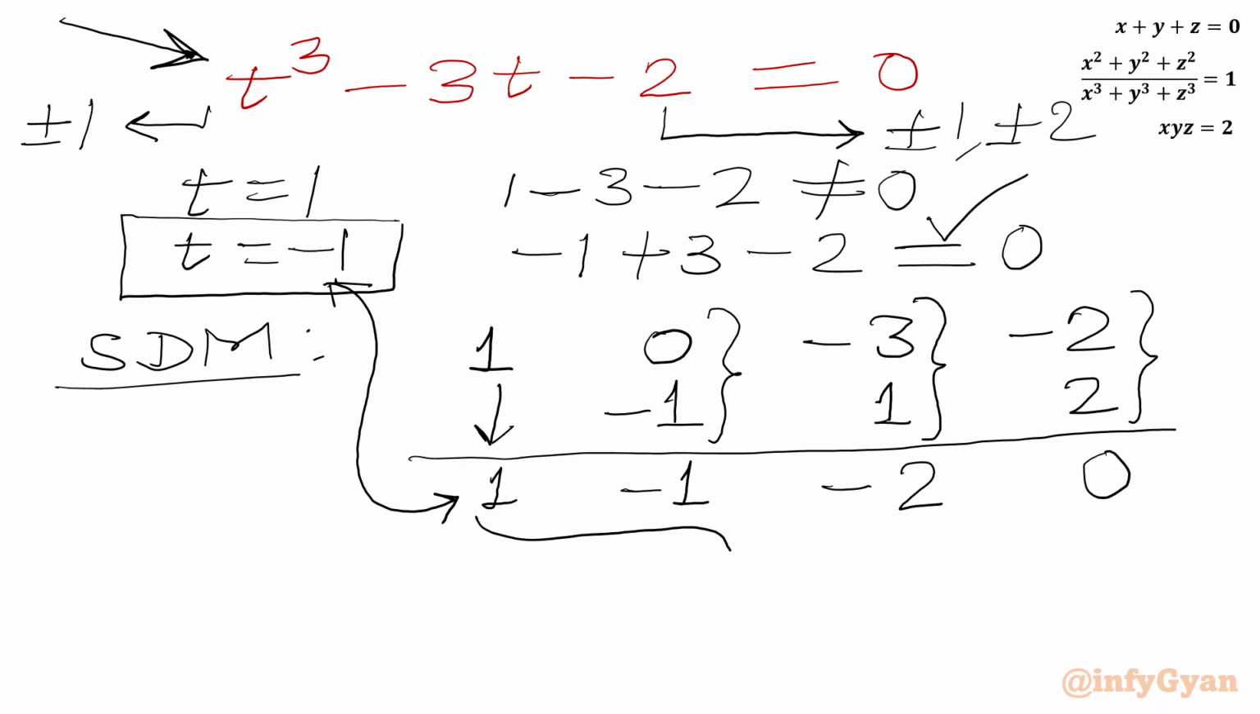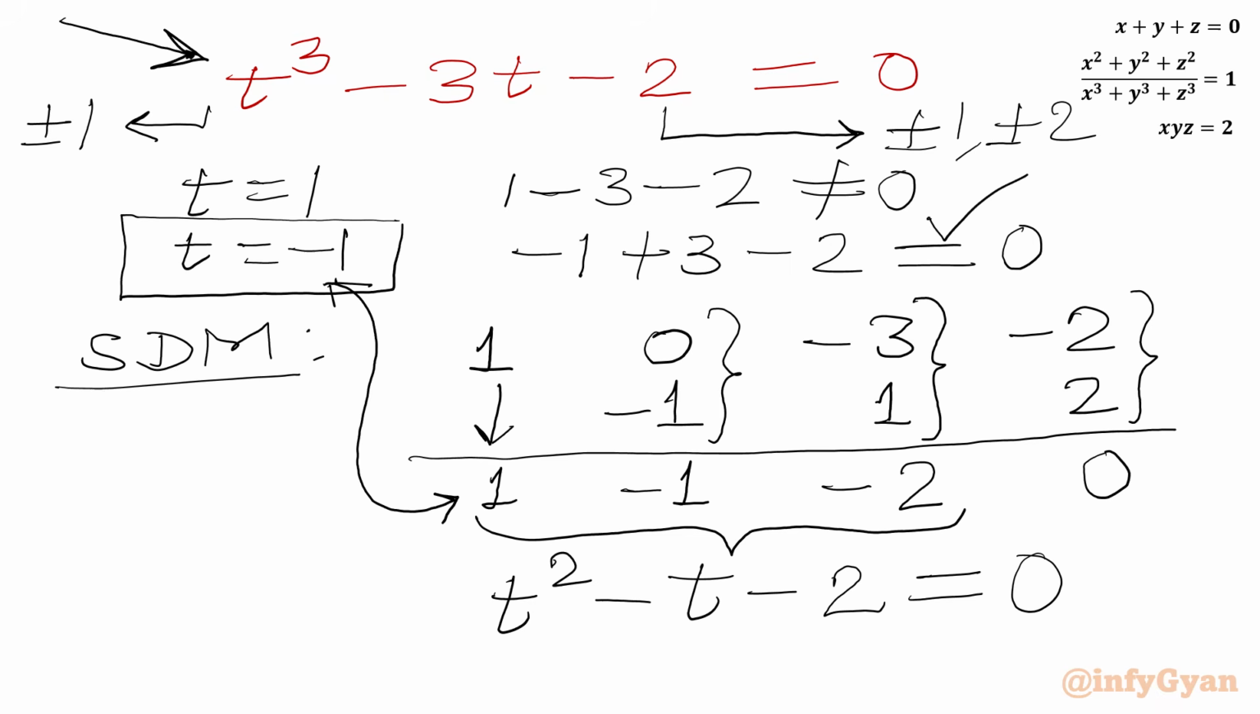So these are our coefficients for the quadratic equation. Let me write here t square minus t minus 2 equal to 0. One root is confirmed, which is our base solution, t equal to negative 1. Let's solve this quadratic for the remaining two roots. So we will write t square minus t minus 2 equal to 0.